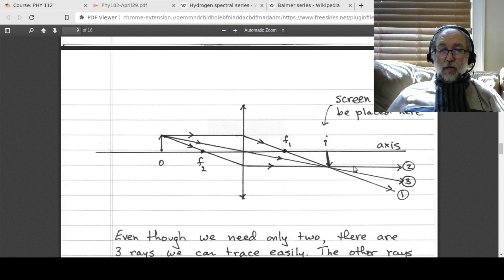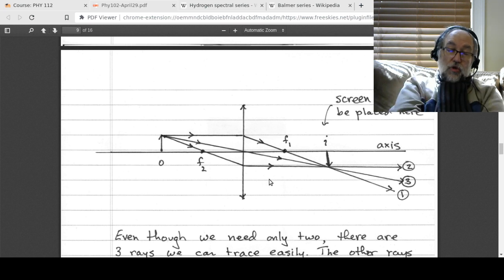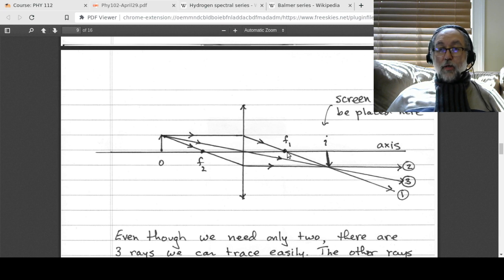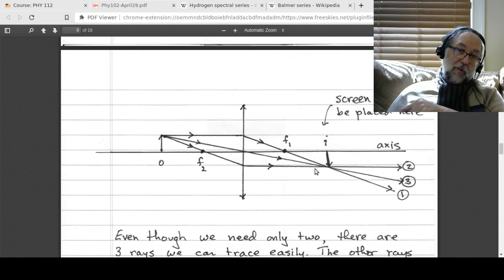So this is number 2 here, tracing it backwards. Rays can be turned around on themselves. So a ray that comes in parallel bends and goes out through a focal point. Conversely, a ray that passes through a focal point gets bent and travels out parallel. All right, let me say that again. A ray that comes in parallel bends and travels through a focal point. A ray that travels through a focal point bends and goes out parallel.